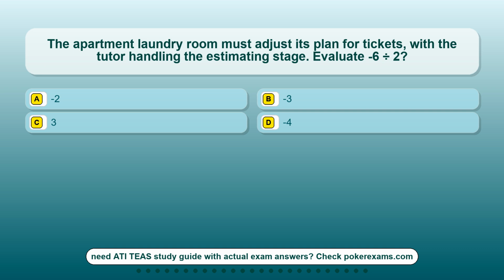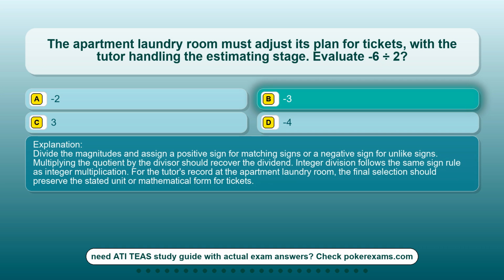Option A, -2. Option B, -3. Option C, 3. Option D, -4. The correct answer is option B, -3. Divide the magnitudes and assign a positive sign for matching signs or a negative sign for unlike signs. Multiplying the quotient by the divisor should recover the dividend. Integer division follows the same sign rule as integer multiplication. For the tutor's record at the apartment laundry room, the final selection should preserve the stated unit or mathematical form for tickets.